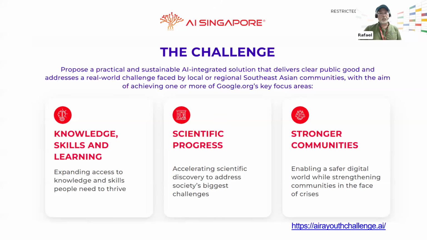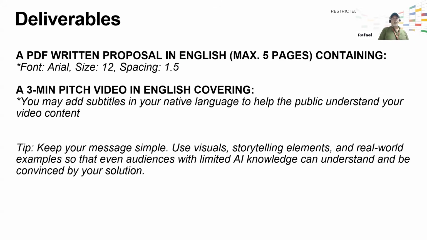Just to make sure that we are on the right track, I am putting the challenge here again. It is to propose a practical and sustainable AI integrated solution that delivers clear public good and addresses a real world challenge. We need to follow the key focus areas by google.org: knowledge, skills, and learning, scientific progress, and stronger communities. And the deliverables: we need to produce a PDF written proposal in English, maximum 5 pages, font size 12, spacing 1.5. It may be a lot, but by the time you start doing all your research and putting things in, it may not be enough. So again, pick what works best for you. After that, we have a 3 minute pitch video.